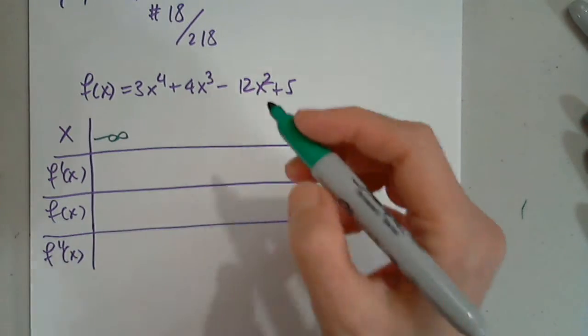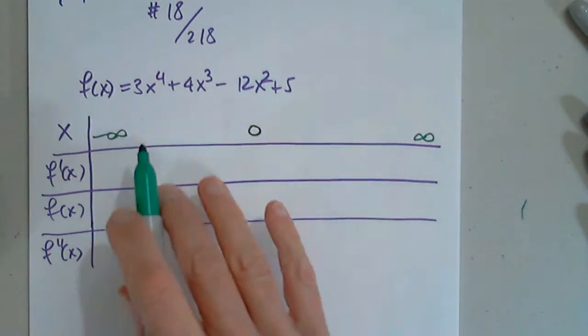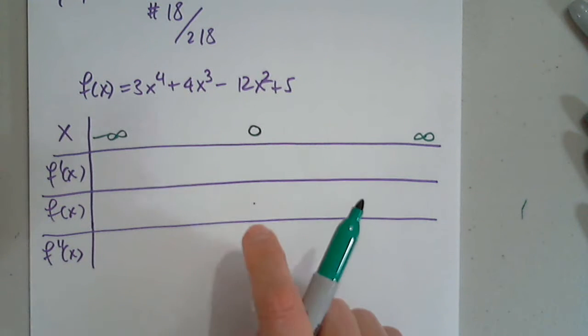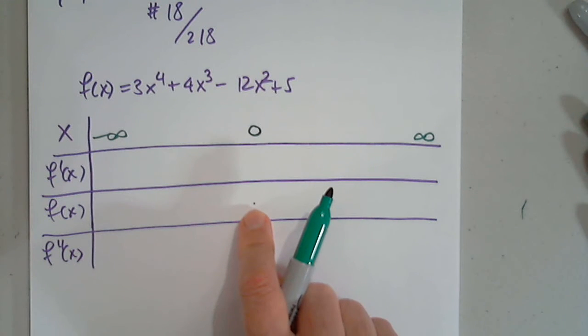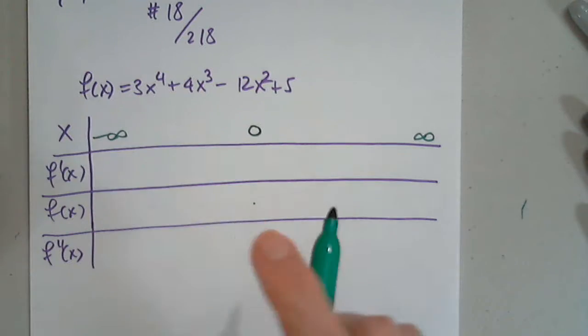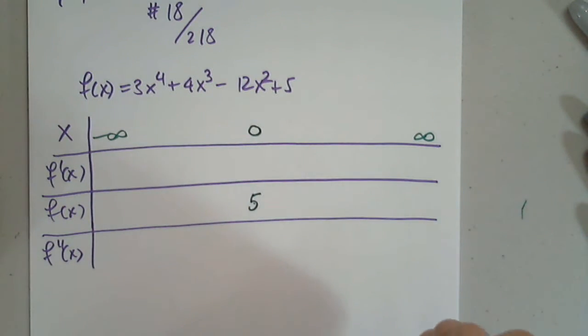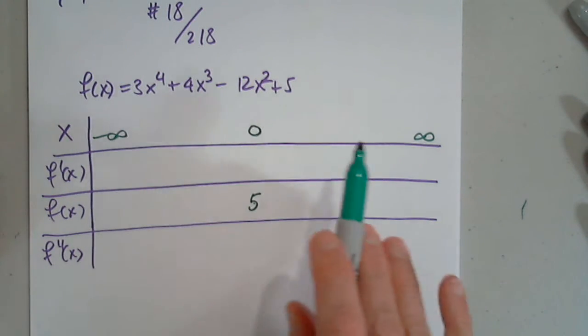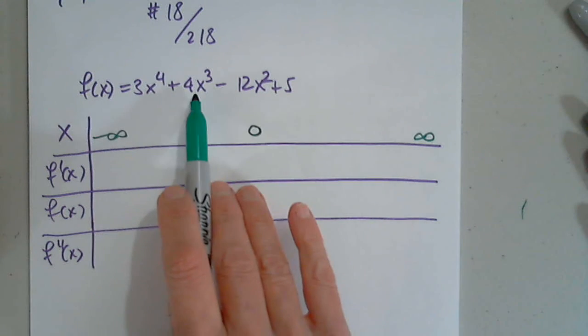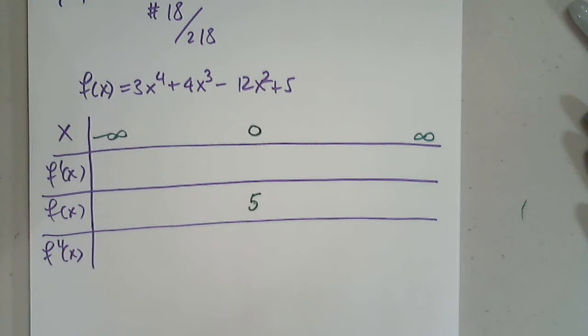Good. So 0 has to be in the table. So when x is 0, can anyone give us the y value? It's 5. Thank you very much. Indeed. Very good. Now at negative infinity and positive infinity, which of these terms is the most powerful?